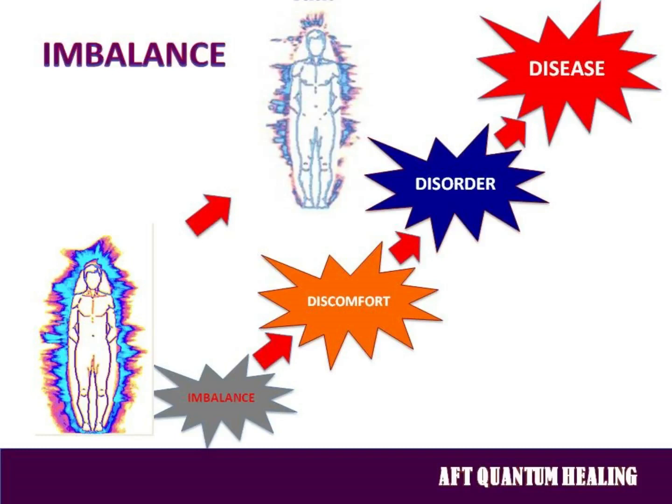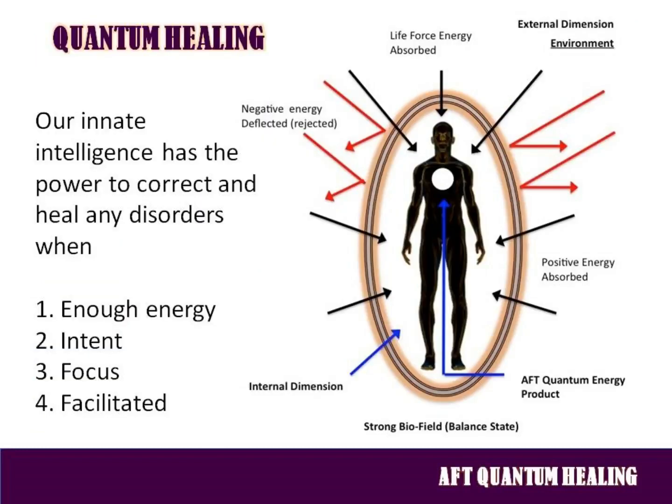So imbalances is where we need to work on. Not at the discomfort level, not at the disorder level, not at the disease level. So it is to work at the source. The source, as the topic says, AFT quantum healing. So if we are a bundle of condensed energy, a quantum being, then the way to get over any kinds of diseases and disorders is to work at the quantum level, to work at the imbalances.